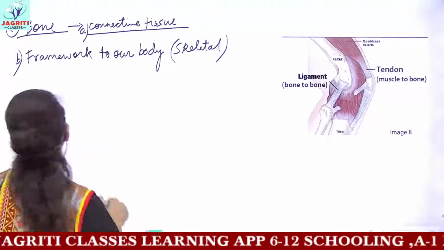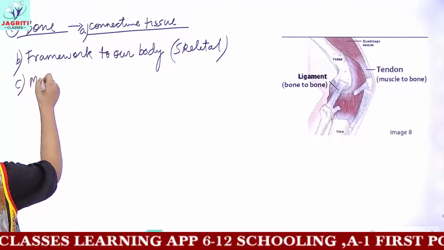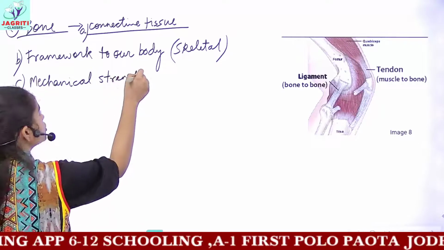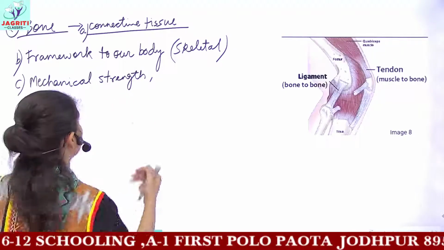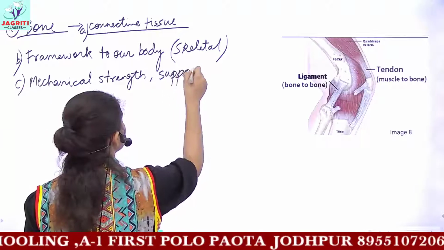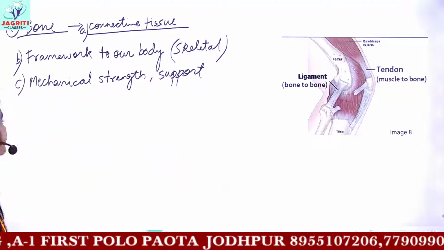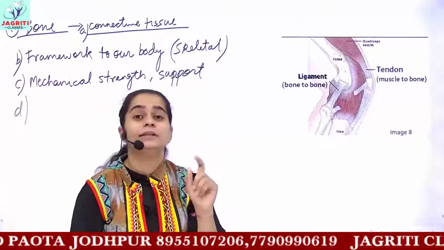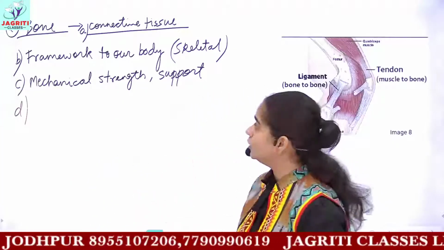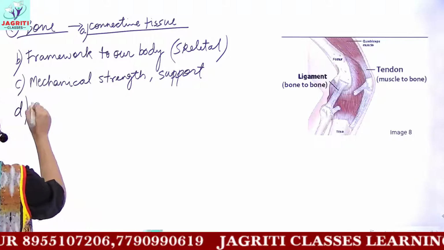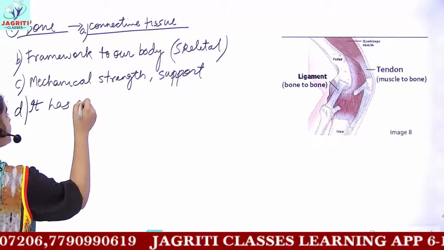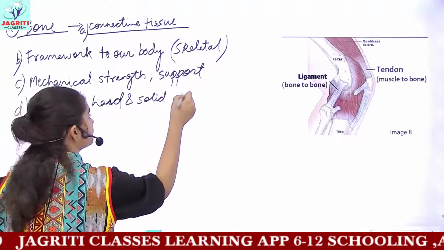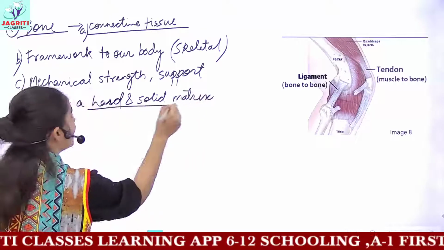And importance of bone is very much. They help to provide mechanical strength, and they also help to provide our body with support. So they provide mechanical strength and support to your whole body. The next one, in every connective tissue you have to study about the matrix, the type of matrix involved. So in bone, we have a very hard and solid matrix. Bone contains a very hard and solid matrix.